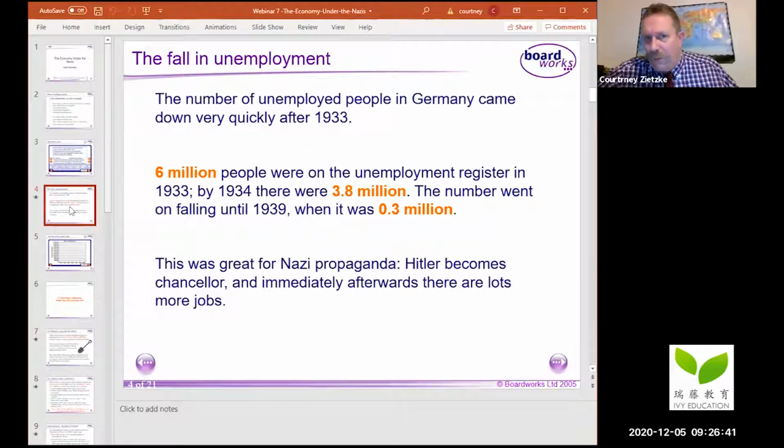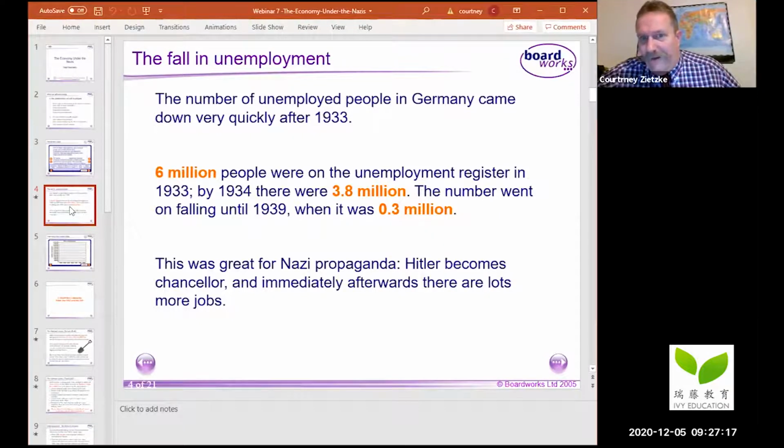Okay, so here's what it was all about. Unemployment. The number of unemployed people in Germany came down quickly after 1933. Remember, Hitler was appointed chancellor in 1933, and 52 days later, he was considered to be the dictator, the father of Germany. 6 million people were registered unemployed in 1933. By 1934, there were only 3.8 million. So he reduced unemployment by 2.2 million people. That's huge in only 1 year.